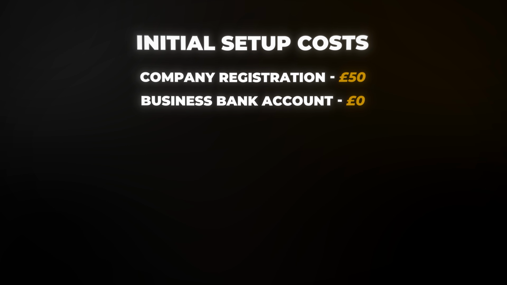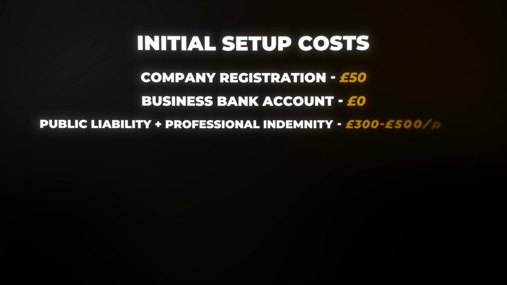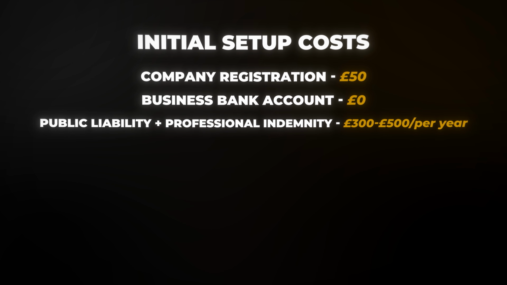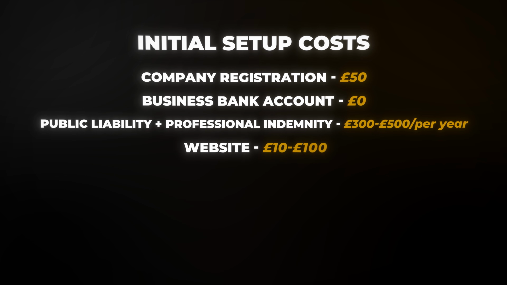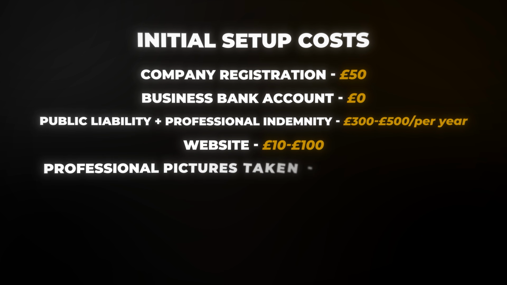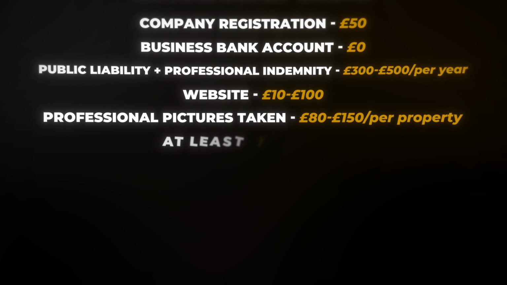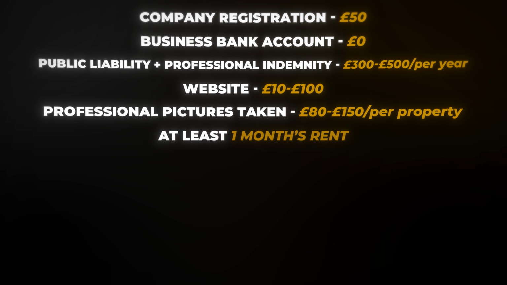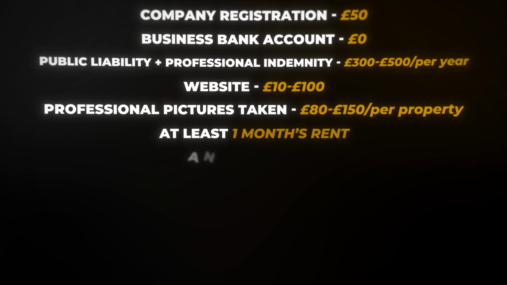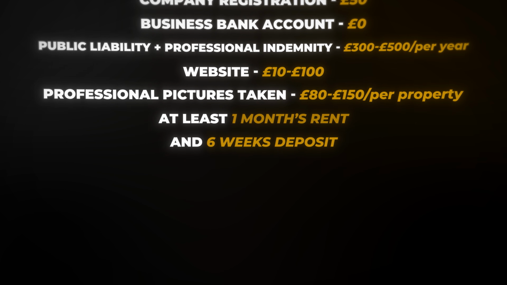Also, you're going to need a company bank account. Normally it's free, so you don't need to pay anything. Now, you're going to need public liability insurance and professional insurance, which is around 300 to 500 per month. You're going to have a website as well, around £10. You can use Squarespace. Also, you're going to have professional pictures taken, around 80 to 150 pounds. And you're going to give the landlord at least 1 month's rent and also a 6 weeks deposit. Normally that's what the landlord wants.